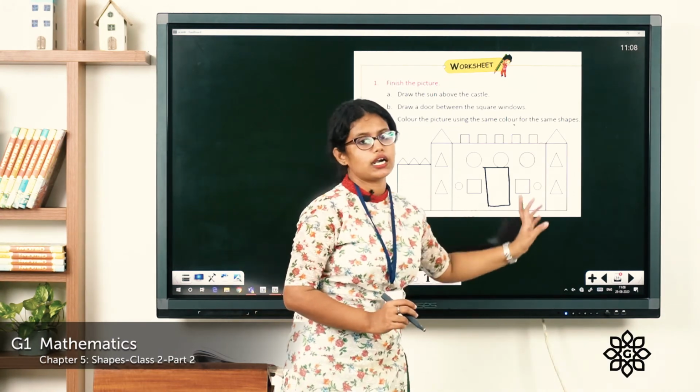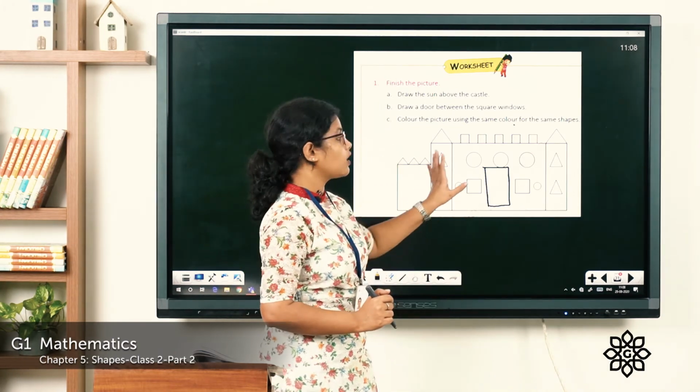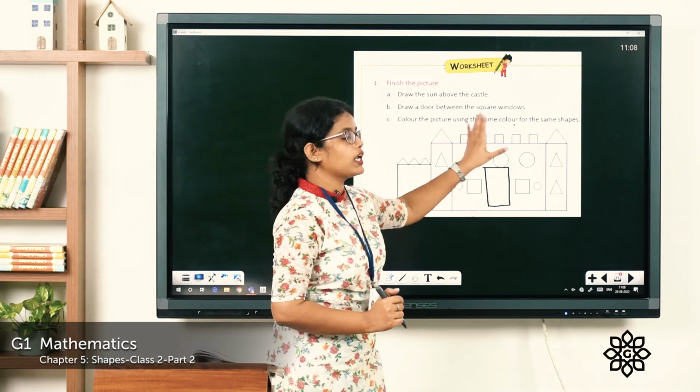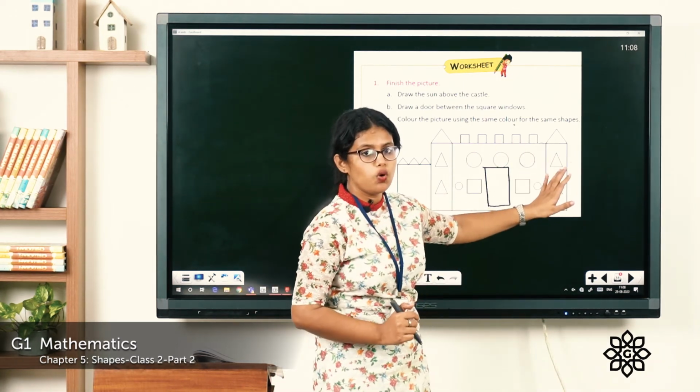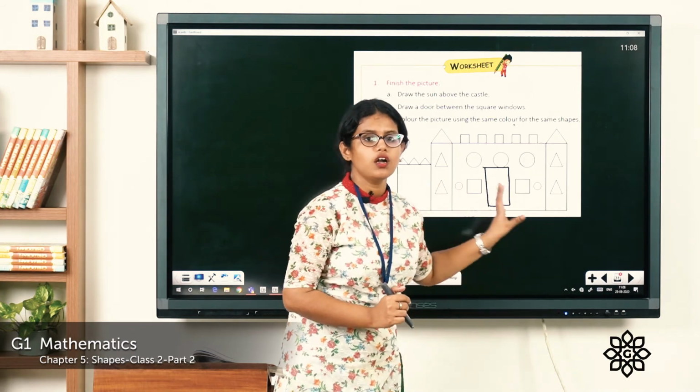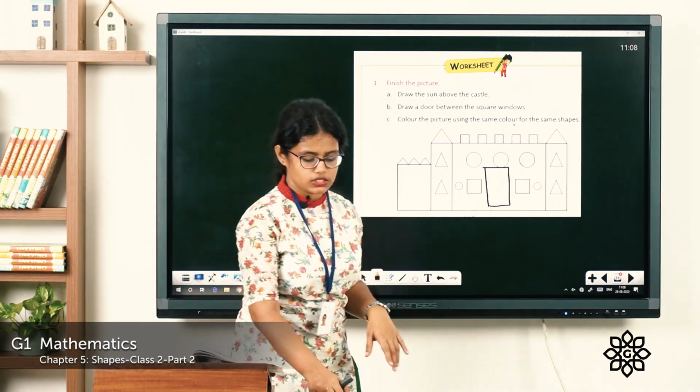Then color the picture using the same color for the same shapes. That is, if you are coloring the circle red, you have to color all the circles red. And if you color the triangle blue, you have to color all the triangles blue. And you have to color it.